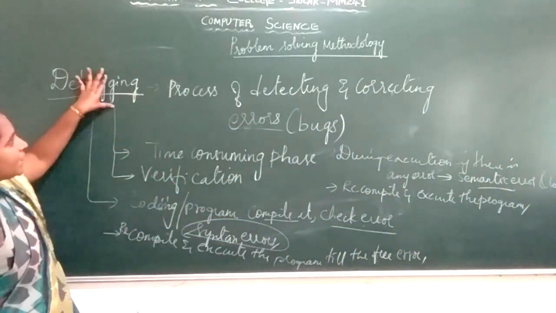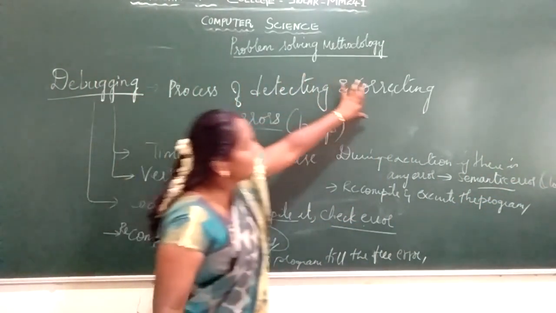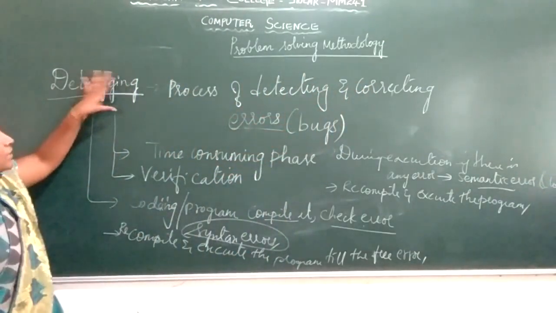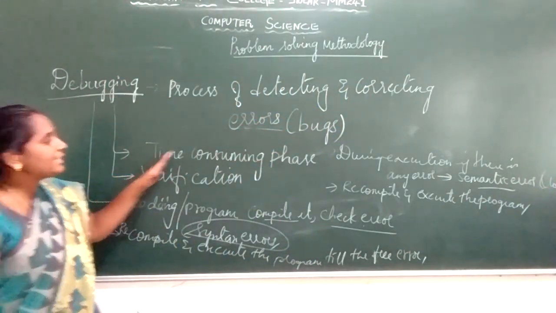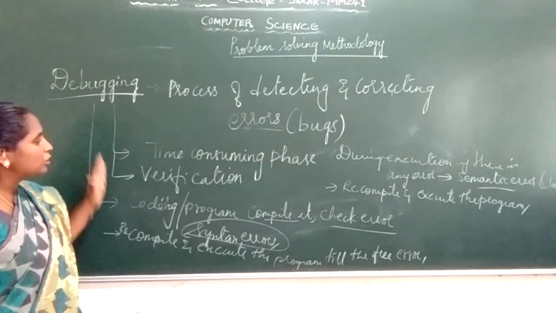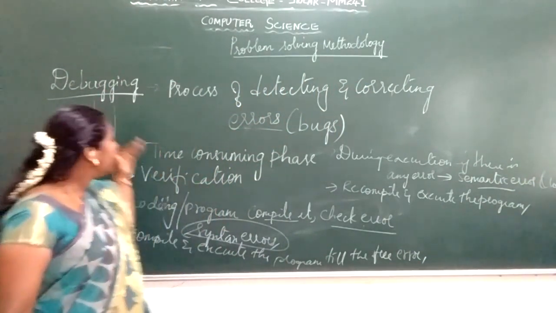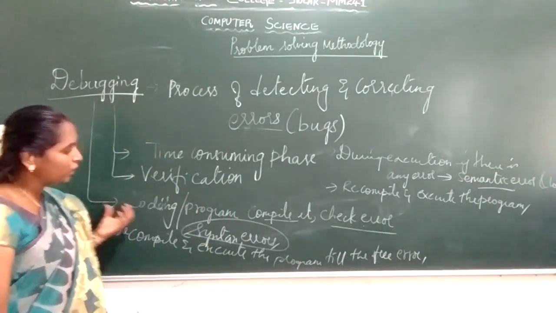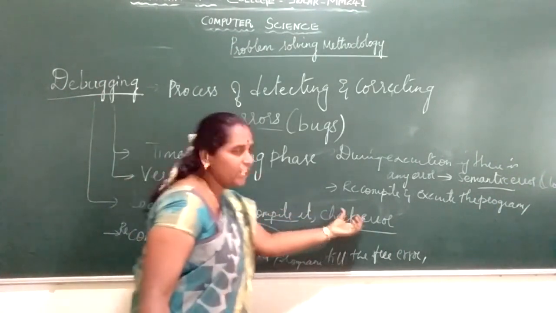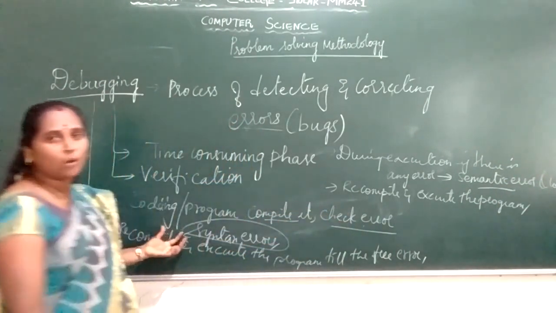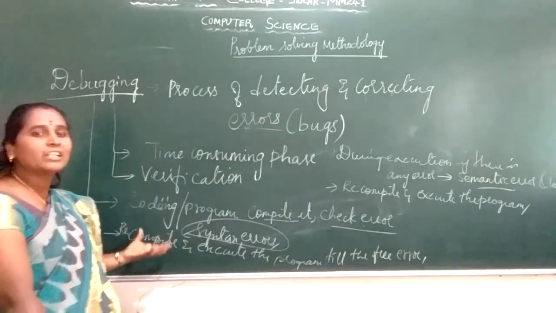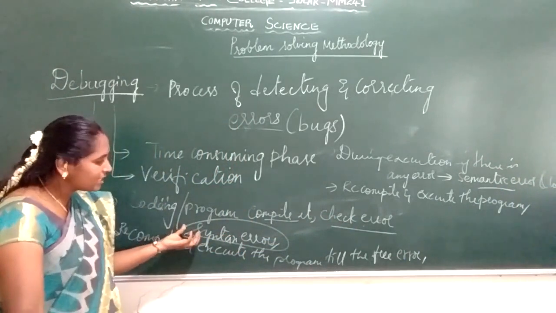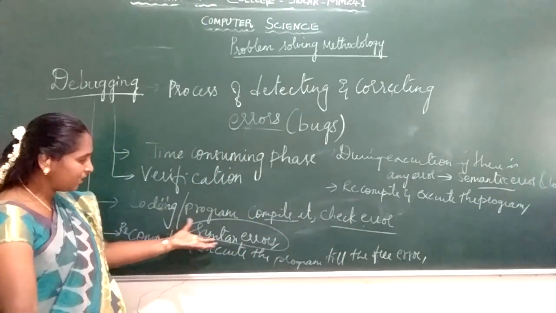Once again, I explain. Debugging is the process of detecting and correcting errors. Errors are also called bugs. During the development stages of a program, debugging is a time consuming phase. Debugging is also called the verification phase. In debugging, after coding the program, it is compiled and checked for errors. If any error occurs, that error we call a syntax error, where the rules or grammatical structure of the program are violated. We are going to study these types of errors in detail in upcoming topics.